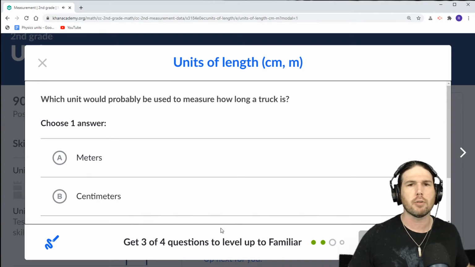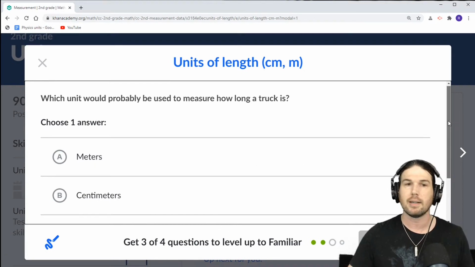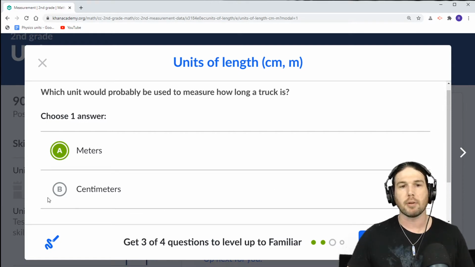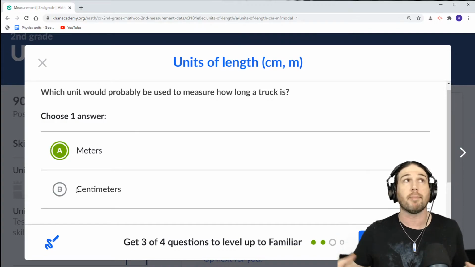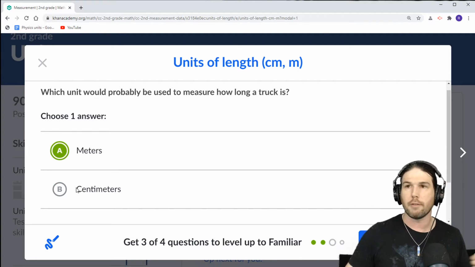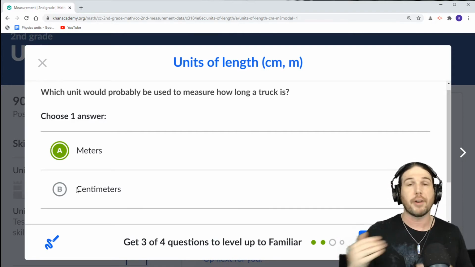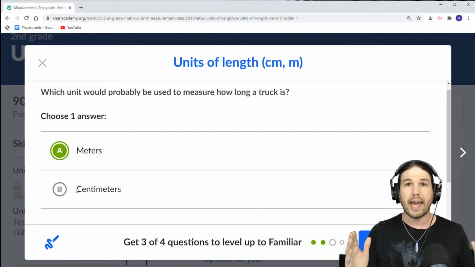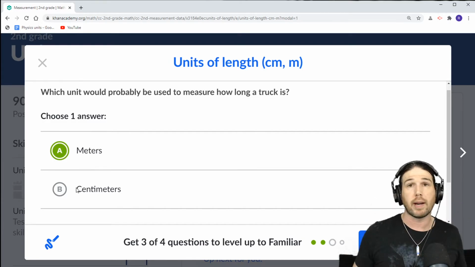Which unit would probably be used to measure how long a truck is? Well, a truck's pretty long, so I'm going to say meters as opposed to centimeters. Again, I could absolutely measure a truck in centimeters. It would just take a really large number of centimeters in order to measure it. And we want to avoid anything that causes us to make very, very large numbers or very, very small decimals. That's kind of why the metric system is what it is, and why we can move the decimal point around by changing the unit.